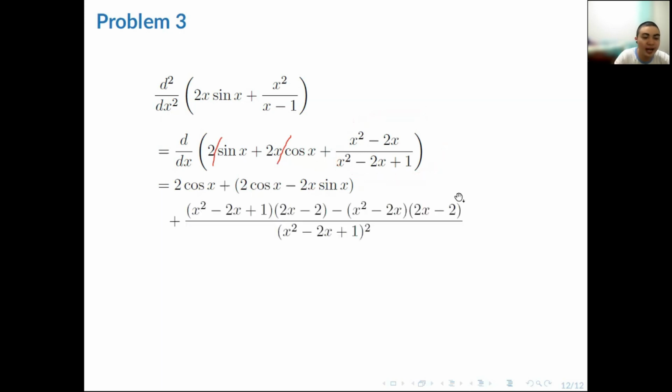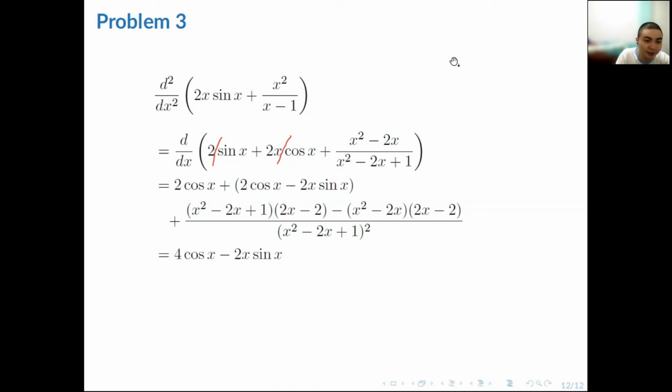So, ayan, low di high, high di low over low squared. So, low times the derivative of high, or the numerator, minus high times the derivative of low. Or baliktad ata ako ng hinighlight. Anyway, ito yung, I think tama pala. Oo, tama lang. Tapos, all over low squared.